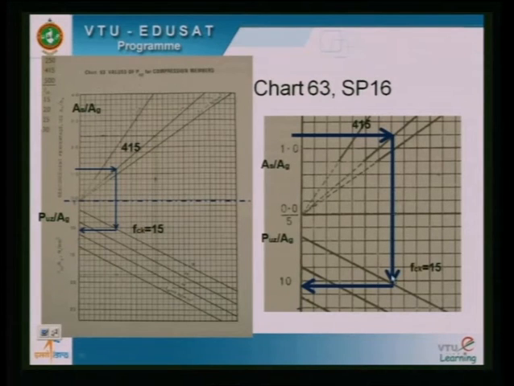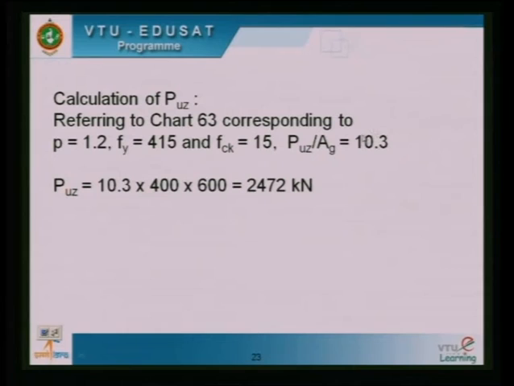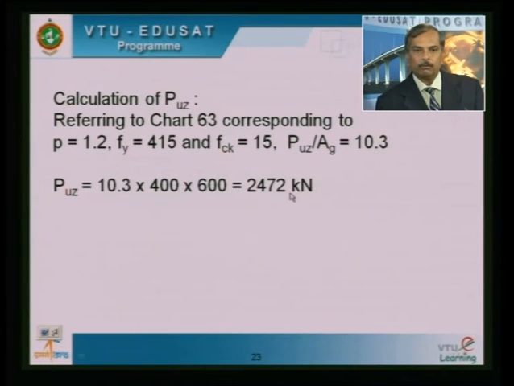I am going down so that it touches the FCK line, that is the first line, and then go horizontally and pick up the value. So, if you see the value 5, 10 and slightly more than 10 is the value, that is 10.3 approximately, and that 10.3 with that 2472 is what my PUZ is.